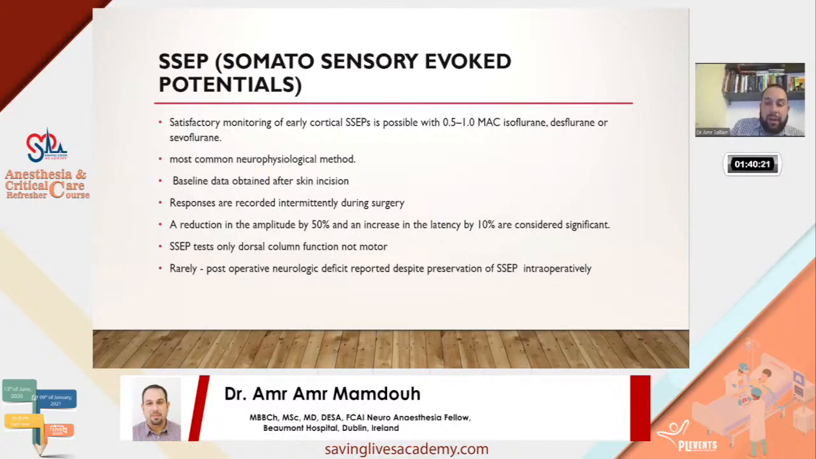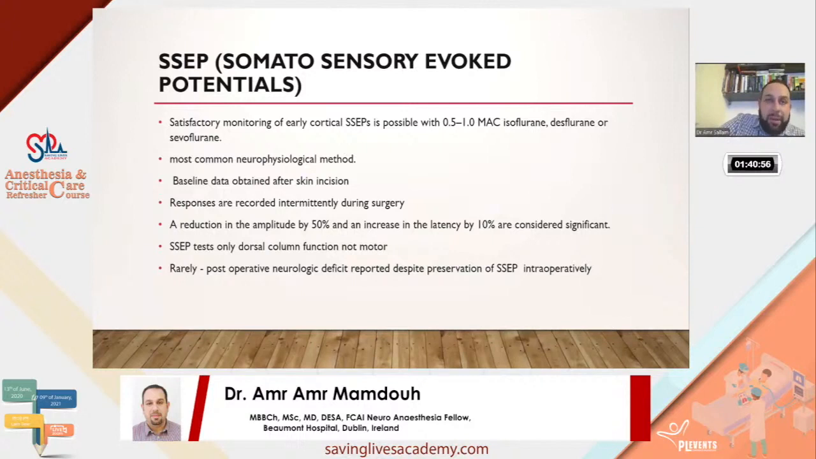Specialized spinal cord function monitoring can be achieved by measuring evoked potentials. One of them is somatosensory. Satisfactory monitoring of these is still possible with a MAC between 0.5 and 1 of isoflurane, desflurane, or sevoflurane, and it is the most common method to use. The most important thing is that a reduction in amplitude of 50% or an increase in latency of 10% would be considered significant, and we have to mention that.